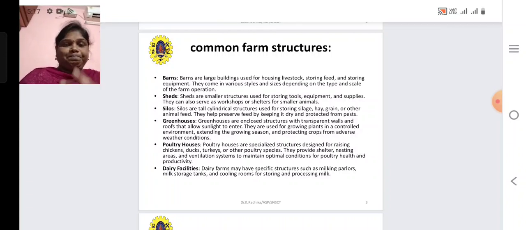Then sheds. Sheds are smaller structures used for storing tools, some of them agricultural tools, then equipment and supplies. They can also serve as workshops or shelters for smaller animals.